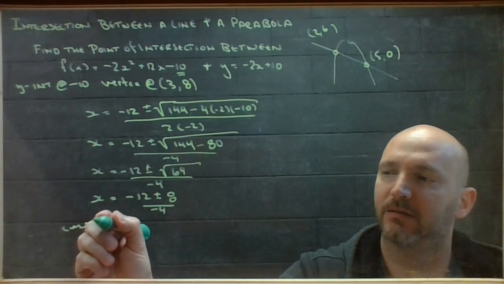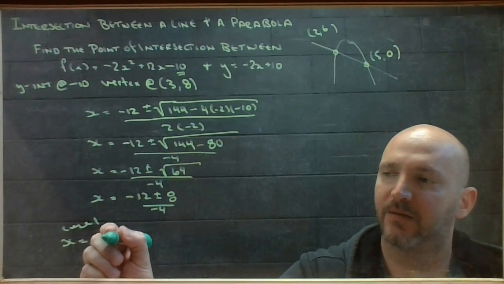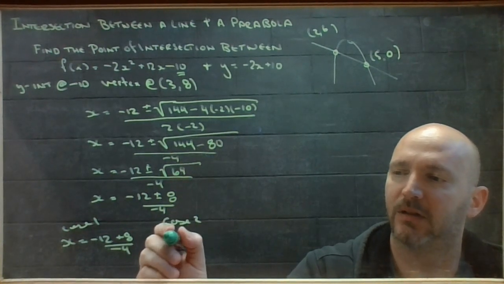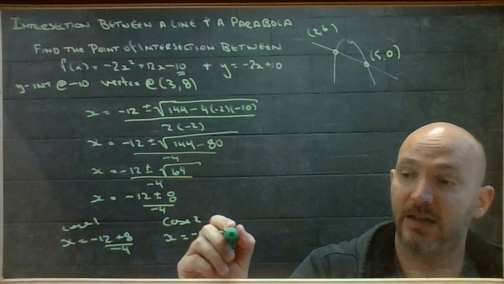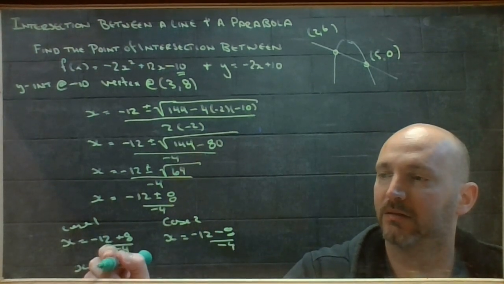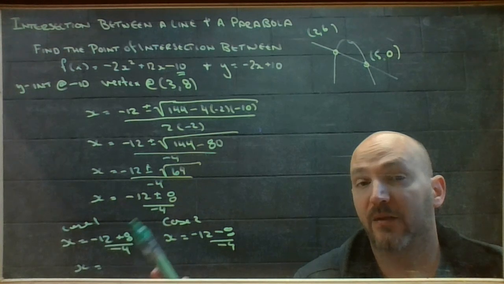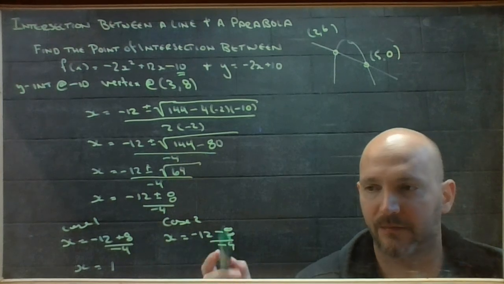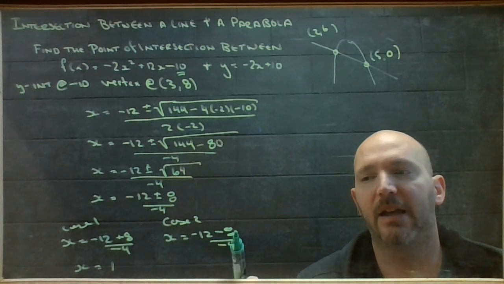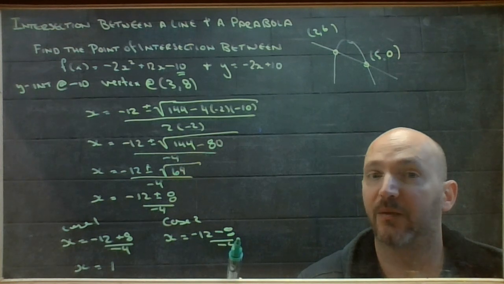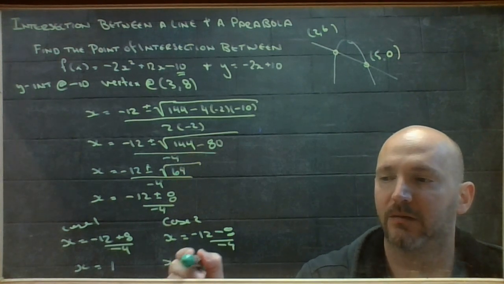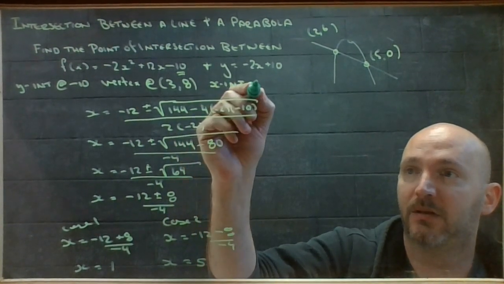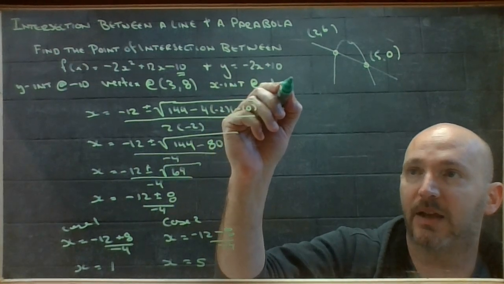So case 1, x is negative 12 plus 8 over negative 4. Case 2, x is negative 12 subtract 8 over negative 4. Negative 12 plus 8 is negative 4. Negative 4 divided by negative 4 is 1. Negative 12 subtract 8 is negative 20. Negative 20 divided by negative 4 is 5. So I'm going to have x-intercepts at 1 and 5.